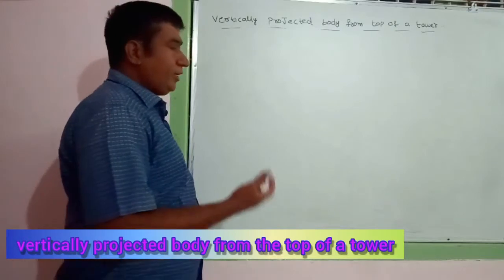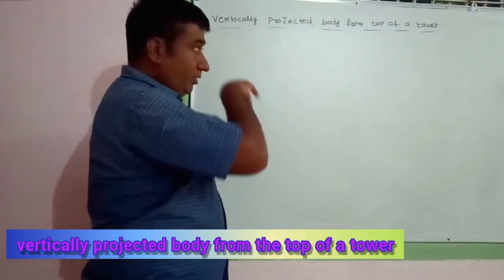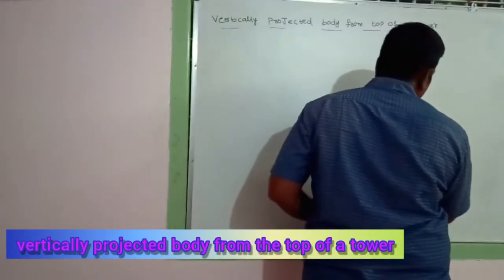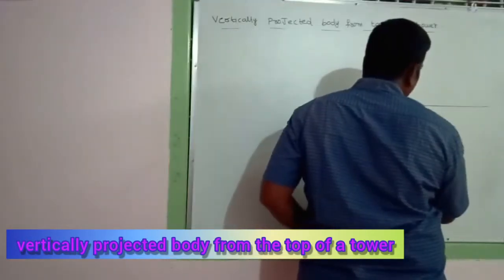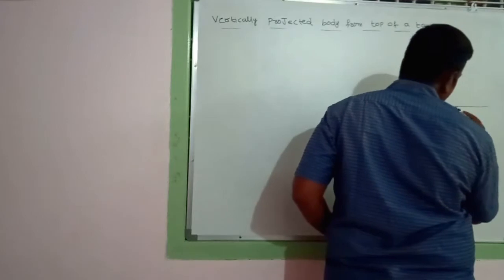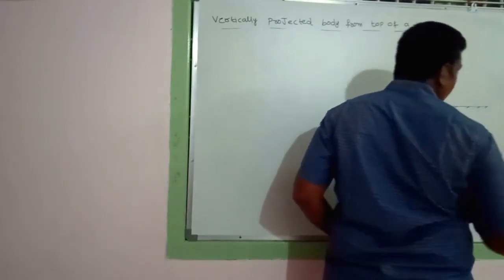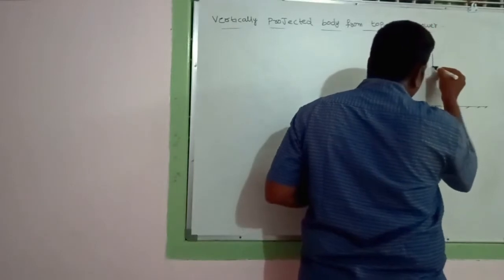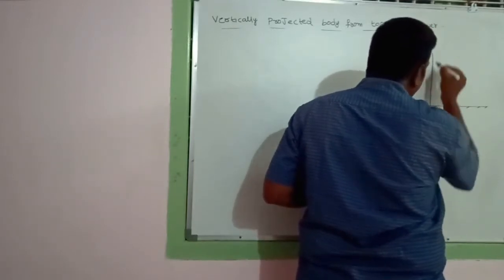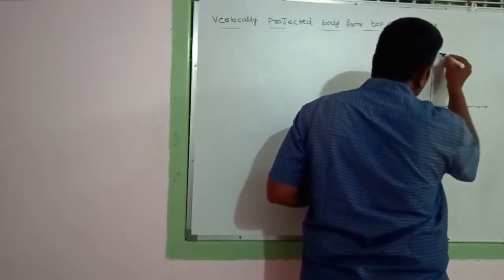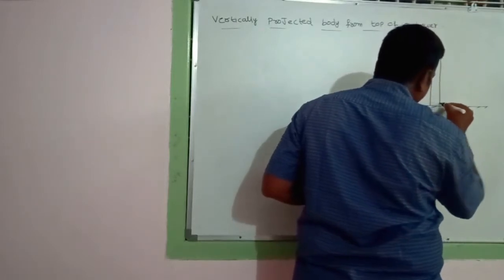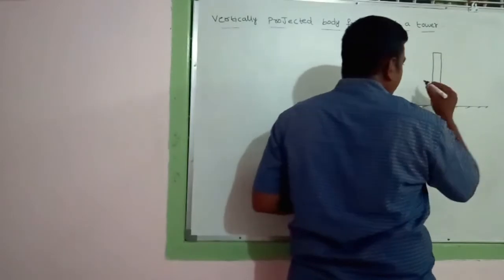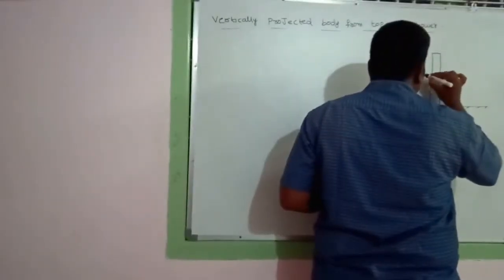Here tower means we can take a building, whatever it may be. I am considering this as the ground. In the previous case we took it with respect to the ground. Now in this case I am going to consider a tower, that tower will have some height. That height, while measuring upwards, we can take as h.